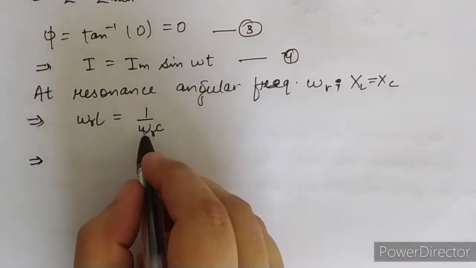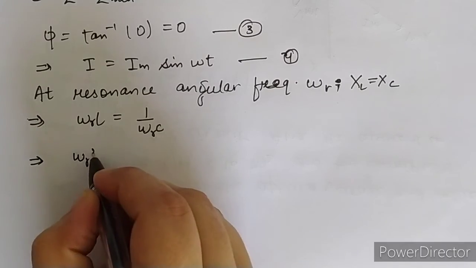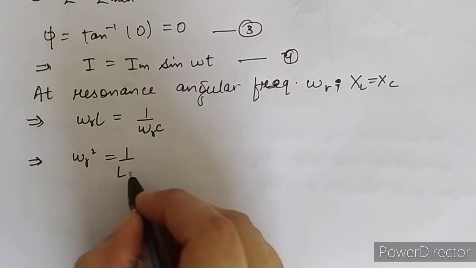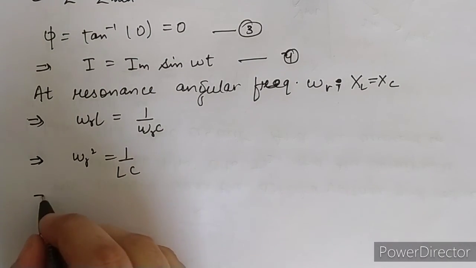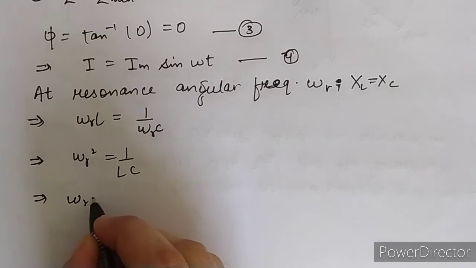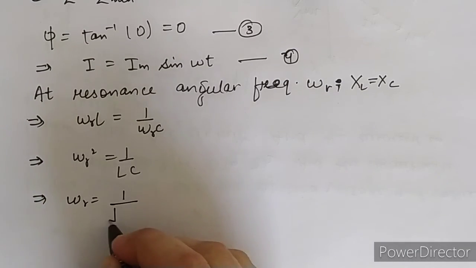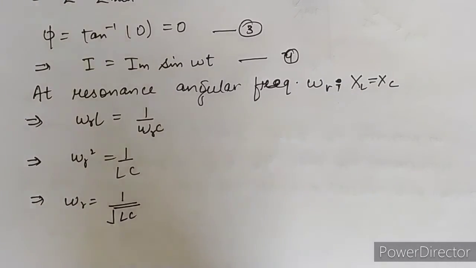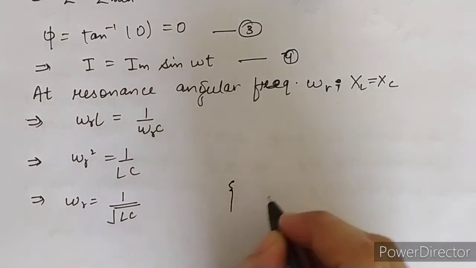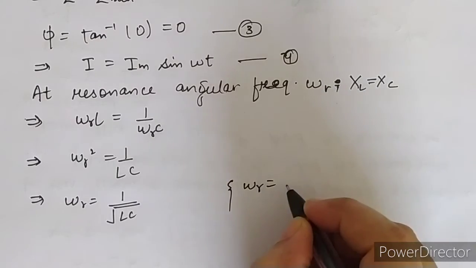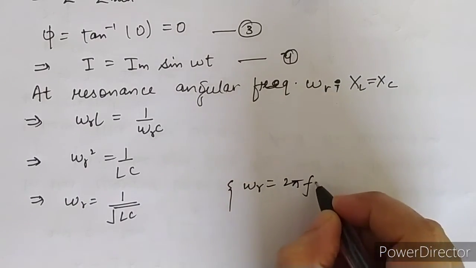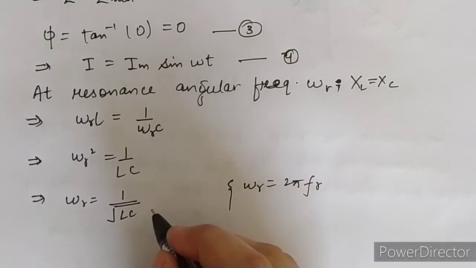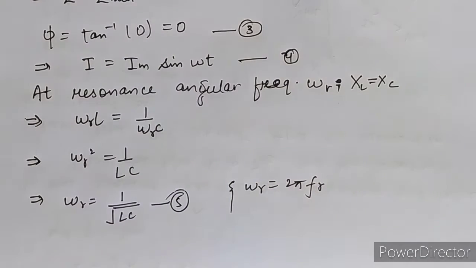Now from here, omega R square is 1 upon LC. Okay, and when we remove the square, omega R is equal to 1 upon under root LC. Clear? Okay, you know the value of omega, beta. Omega is 2 pi f, and omega R is equal to 2 pi fr. This will be your equation number 5.